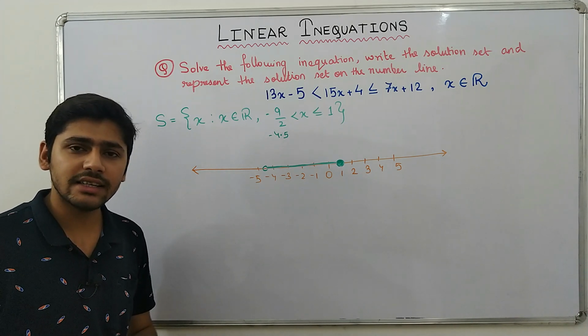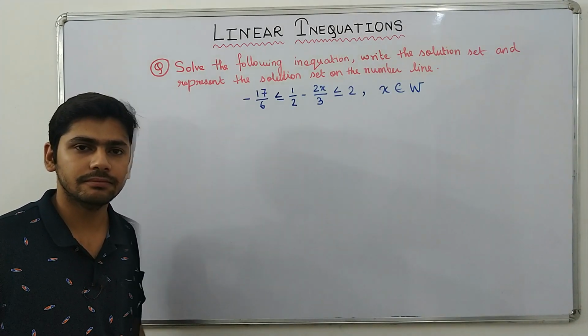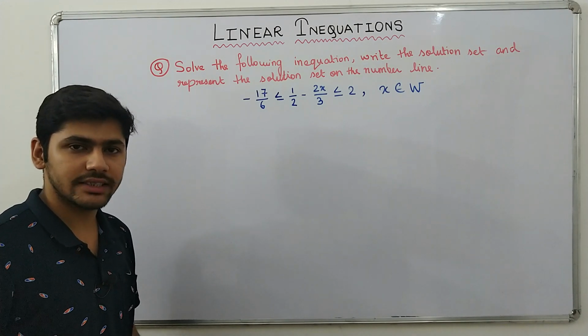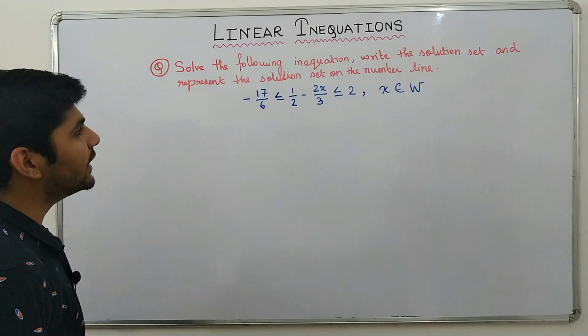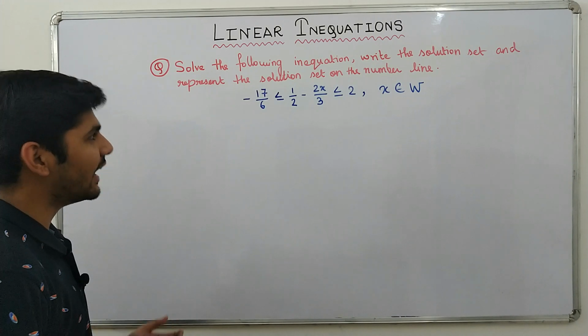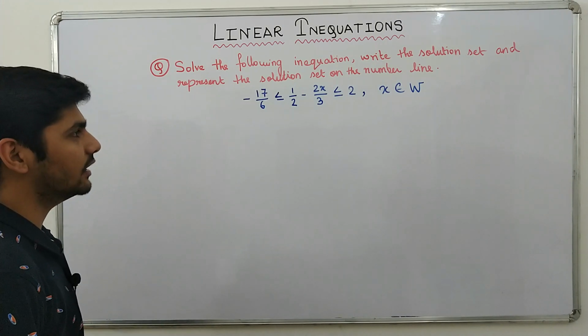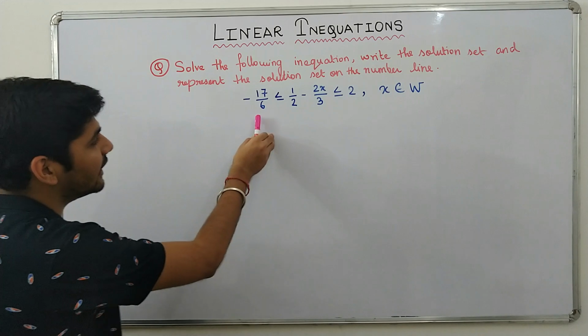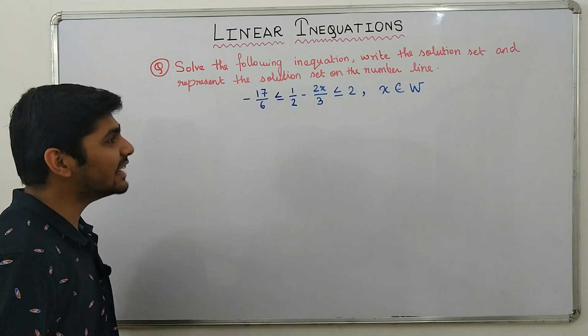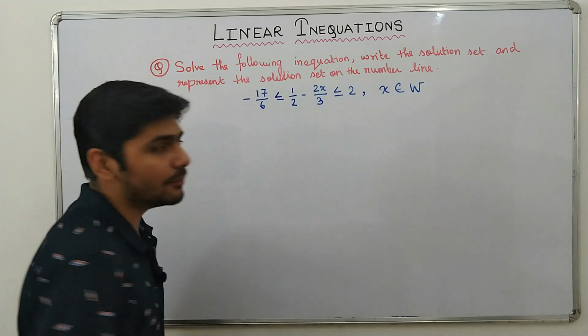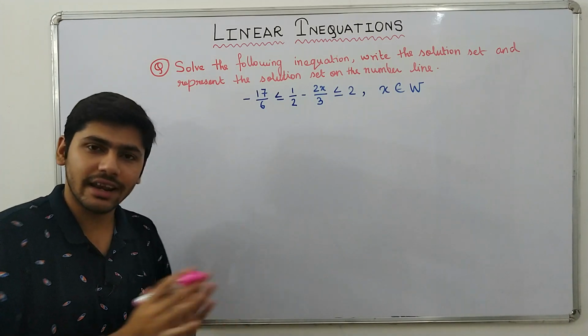Now we will move on to the next sum. Moving on to the next question. Solve the following inequation, write the solution set and represent the solution set on the number line. We have the given inequation, and over here x belongs to W. That means x belongs to whole numbers.